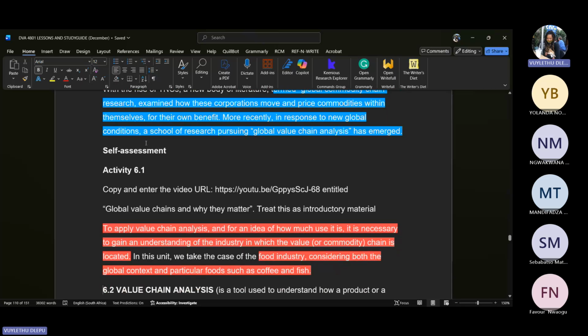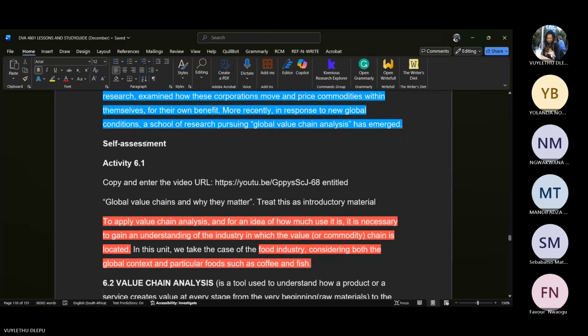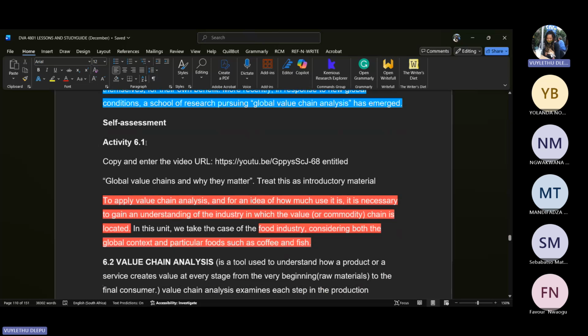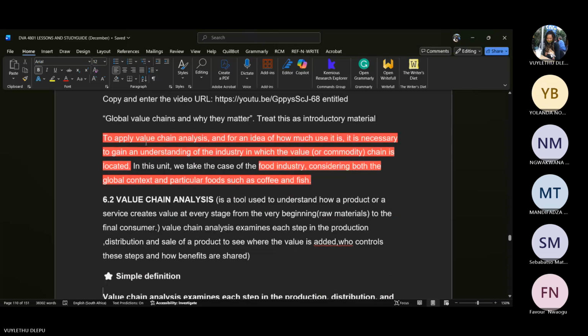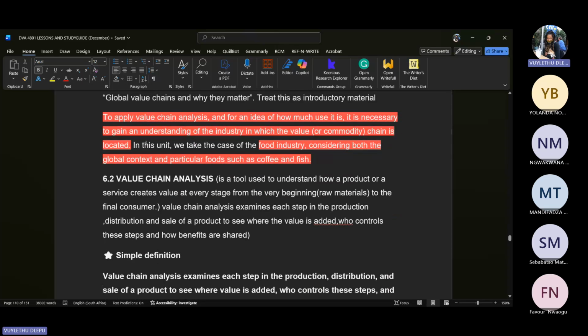So to apply value chain analysis, and for an idea of how much use it is, it is necessary to gain an understanding of the industry in which the value or commodity chain is located. Okay, so value chain is also called a commodity chain. And this unit would take the case of the food industry, considering both the global context and particularly foods such as coffee and fish.